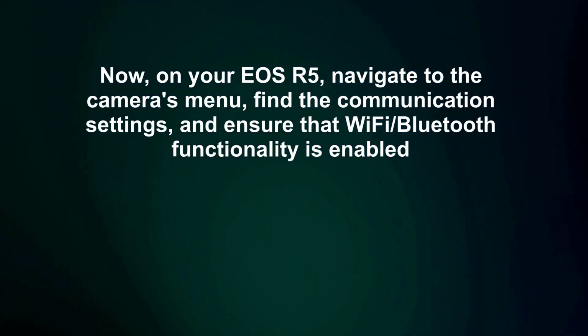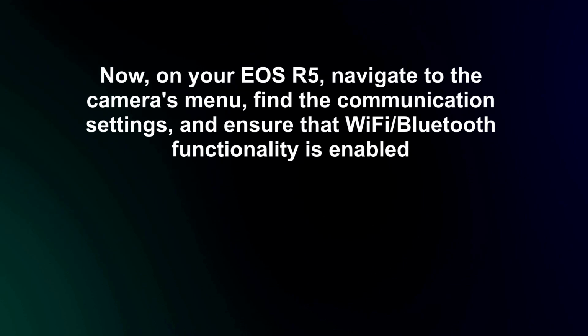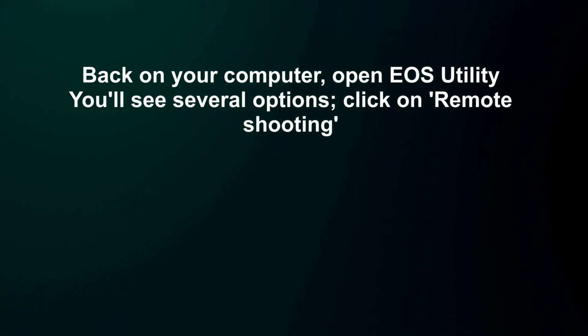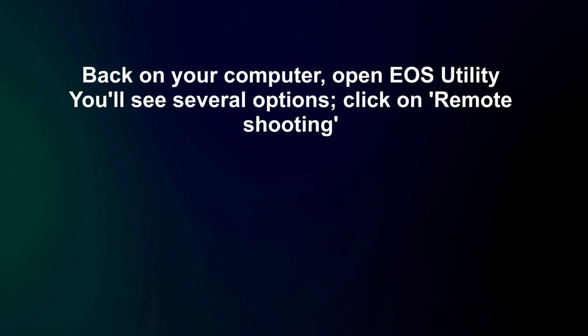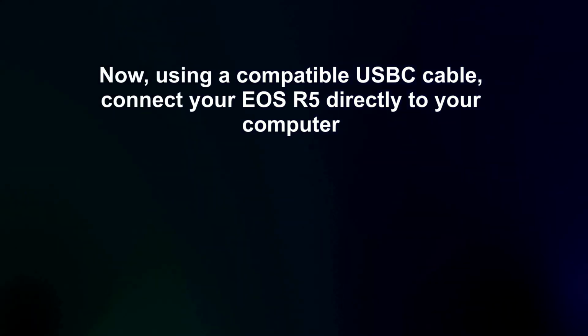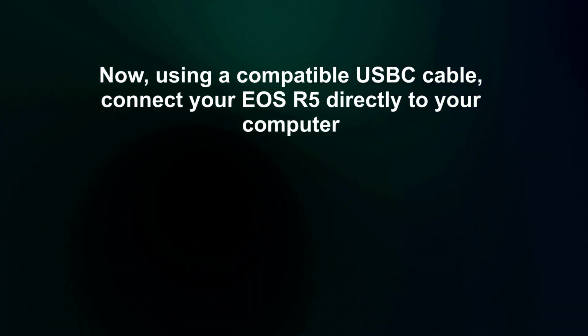Now, on your EOS R5, navigate to the camera's menu, find the communication settings, and ensure that Wi-Fi Bluetooth functionality is enabled. Back on your computer, open EOS Utility. You'll see several options. Click on Remote Shooting. Now, using a compatible USB-C cable, connect your EOS R5 directly to your computer.